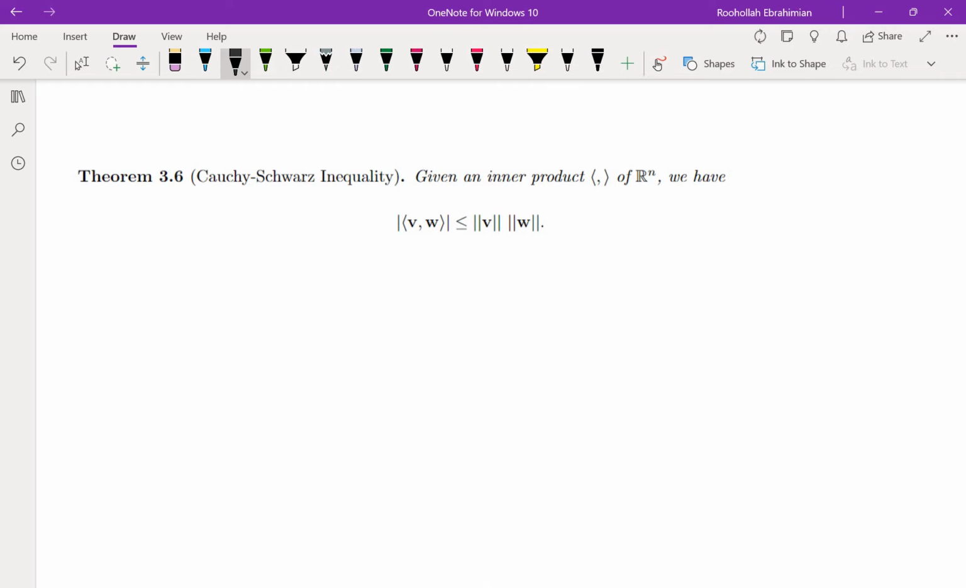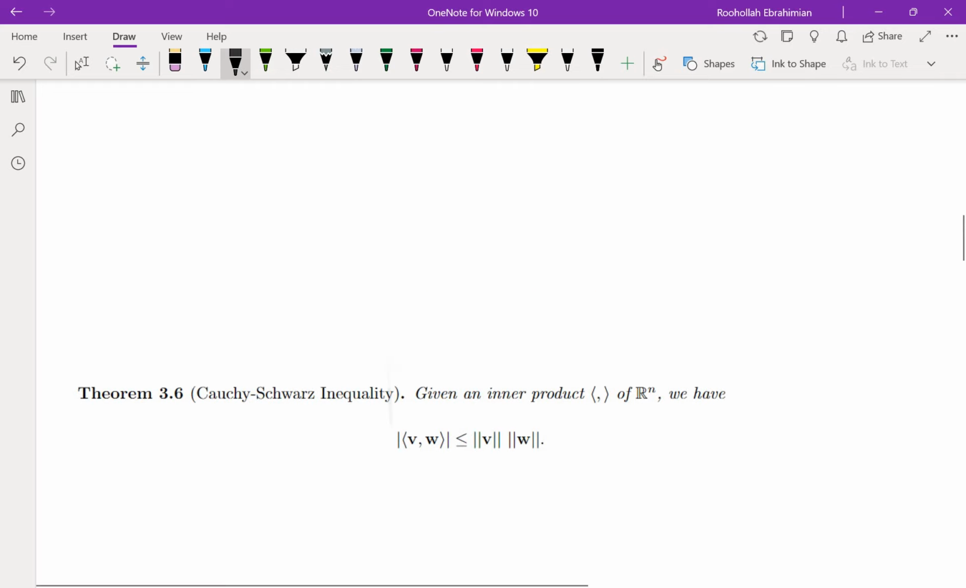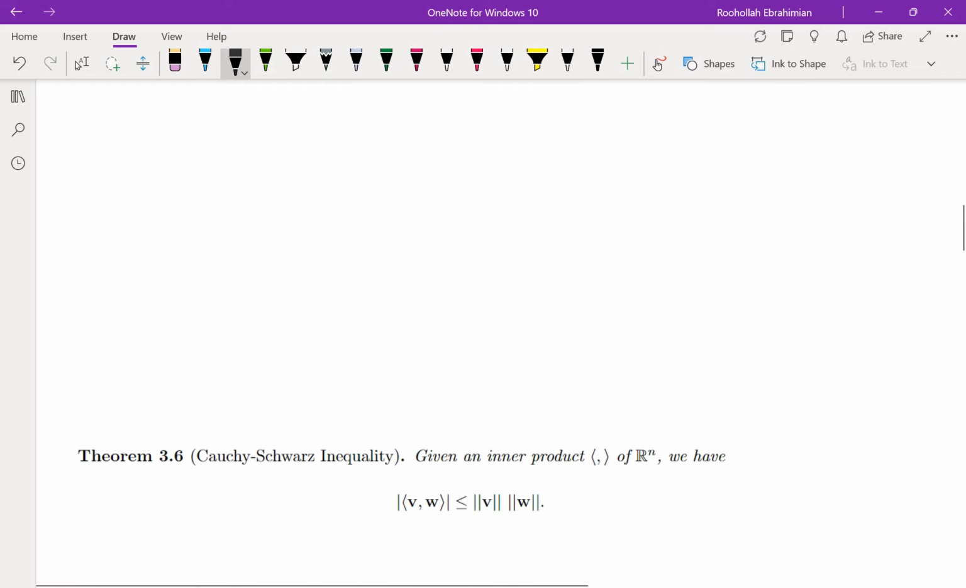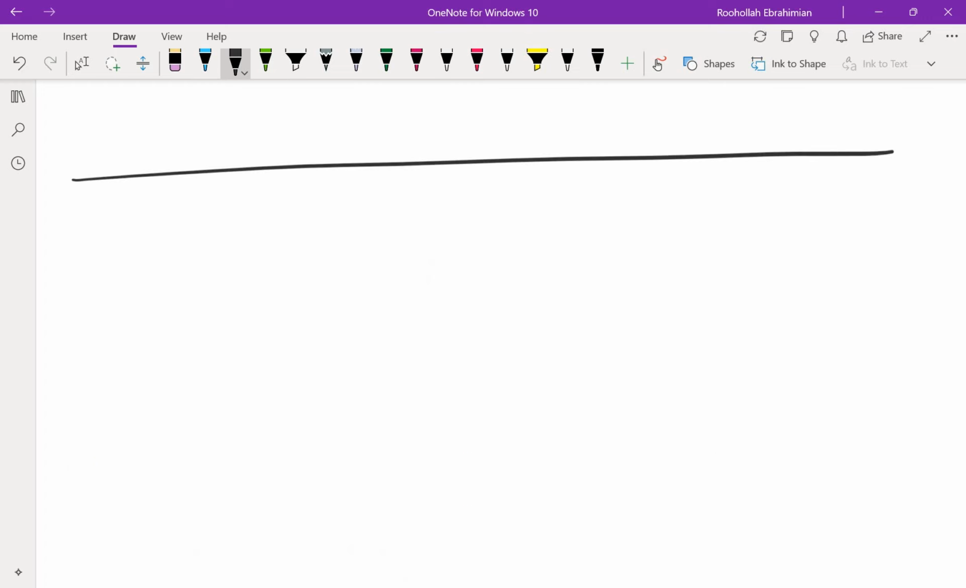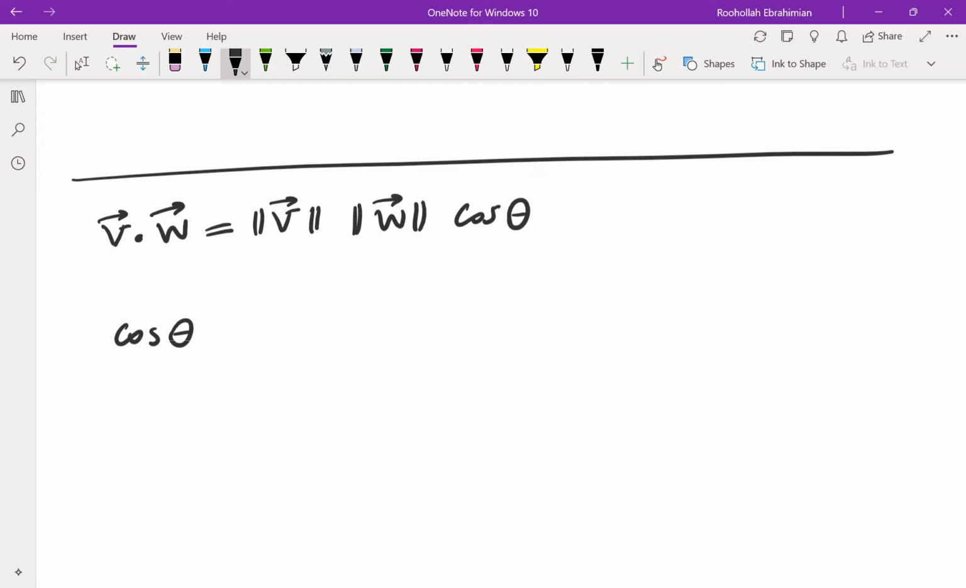Now let's move on and prove something very important. Let me give you a background before I get to the Cauchy-Schwarz inequality. If you recall, one of the things that we proved was that if we have two vectors V and W, the dot product of these is going to be the length of V times the length of W times cosine of theta. Now I would like to define the angle between two vectors. One of the purposes of doing these inner products is to define the angle between two vectors. So I can simply solve for theta from here.